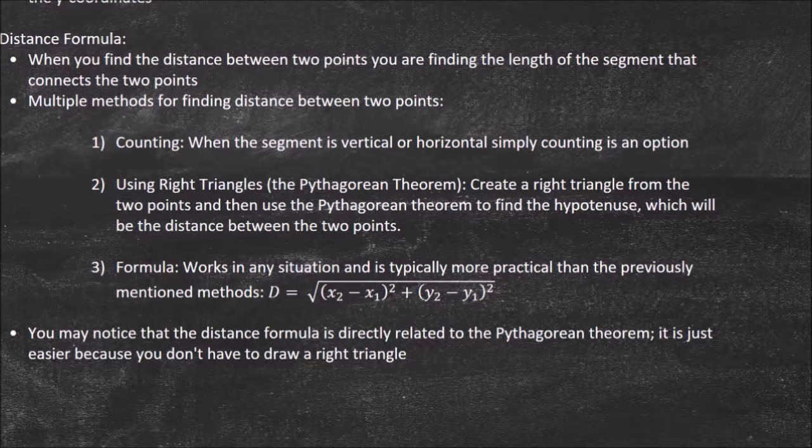And again, we talked about the different methods. We said that you could count, which is only really an option for very basic examples. And then you can also use the right triangles method, which is when you use the Pythagorean theorem. But then we actually talked about how the distance formula is the Pythagorean theorem, just written in a more condensed and easier way for when you just need to find the distance between 2 points. So it's really just finding the hypotenuse of a right triangle. So that is the distance formula, and that is what you really need to memorize as well.